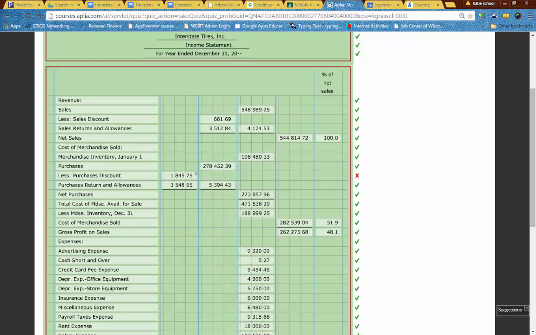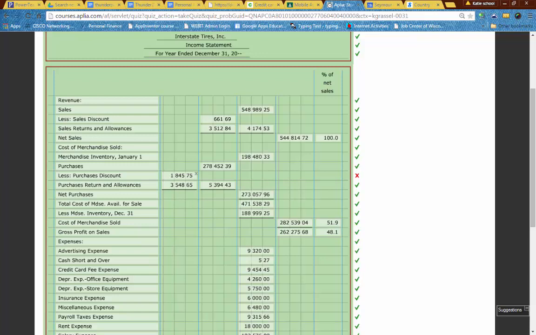Okay, from that I have to figure out my net purchases. Calculating net purchases is just like calculating net sales. We take our purchases number, we add our purchases discount and our purchases returns and allowances together, subtract that from my purchases, and that will give me net purchases, right? Same thing we did up above on our sales account, except it's moved over a column.